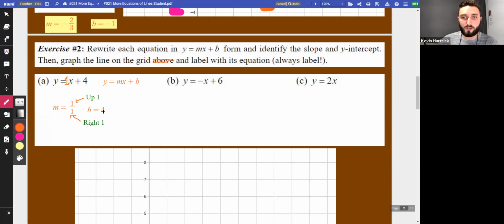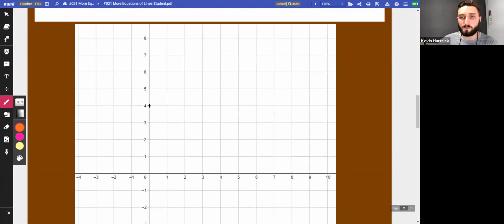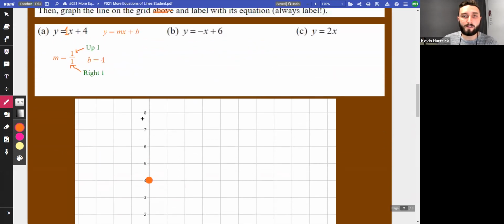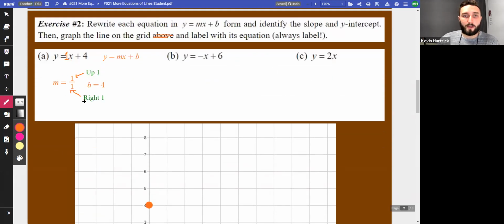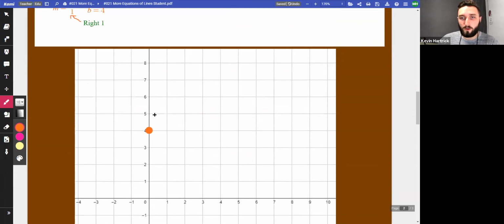So your first instruction told you that the b was 4, which means I'm starting at positive 4 on my y-axis. I am now following my slope directions, which tell me to go up 1 and right 1. So up 1, right 1, make a point. Up 1, right 1, make a point. This one you don't even need guidelines for really because it's so easy. Up 1, right 1, okay?